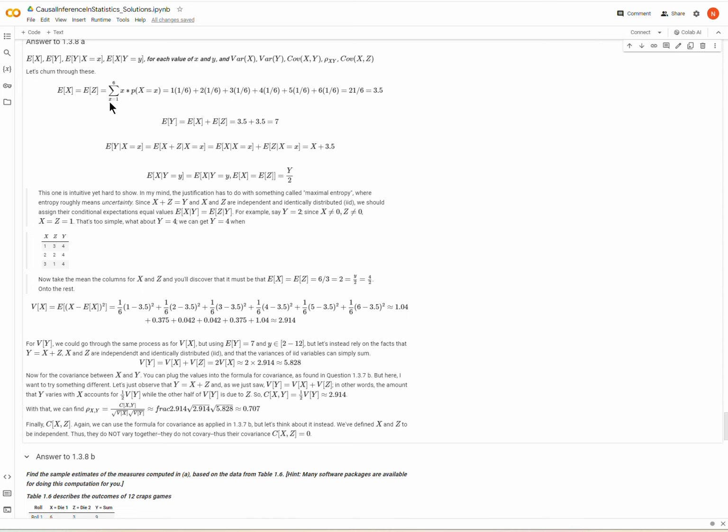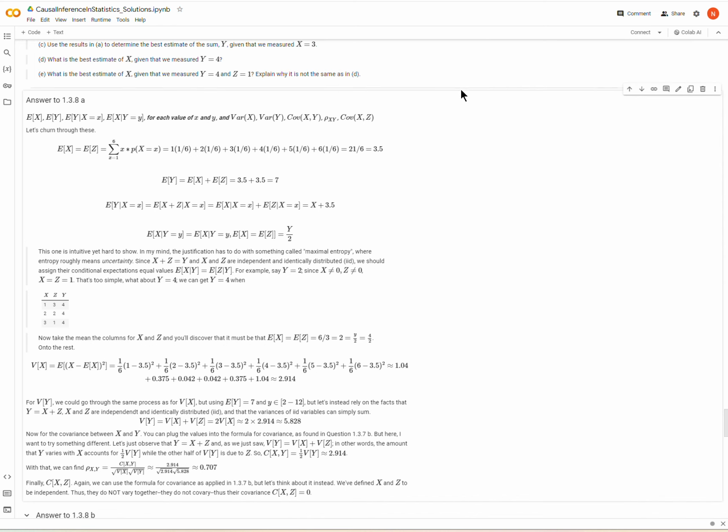I'll gloss over this so you can take a look at it on your own. I just noticed an error. Give me 1 second to fix it. Okay, so let's start with the expected value of x, and we're also taking the expected value of x to be the same as the expected value of z because we have two dice here. So we're just assuming that they're equivalent.